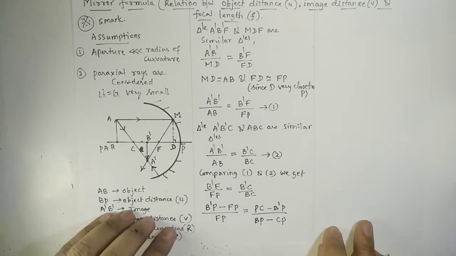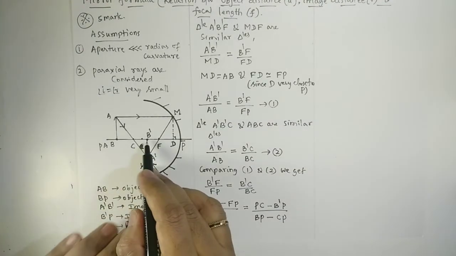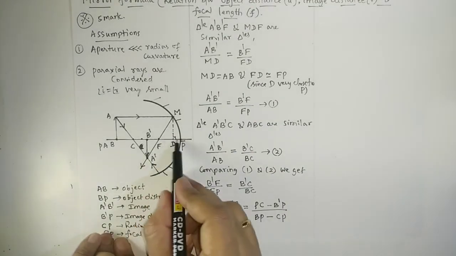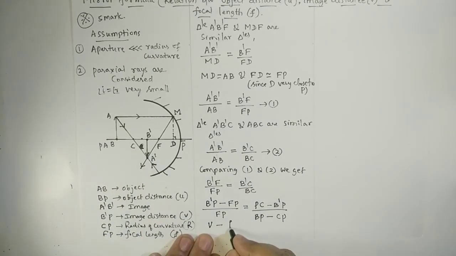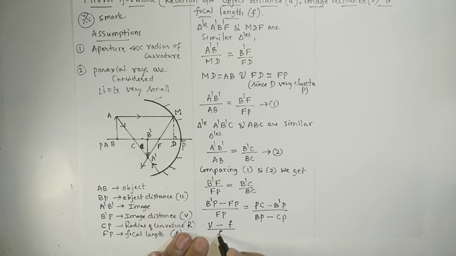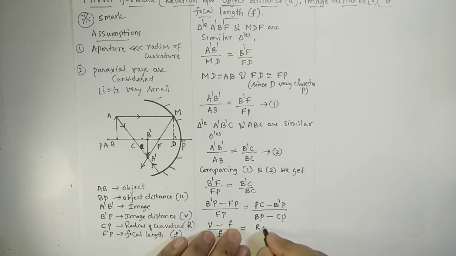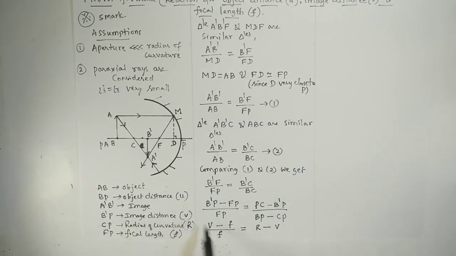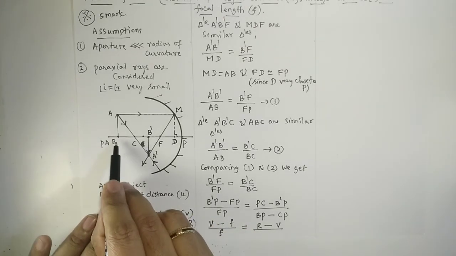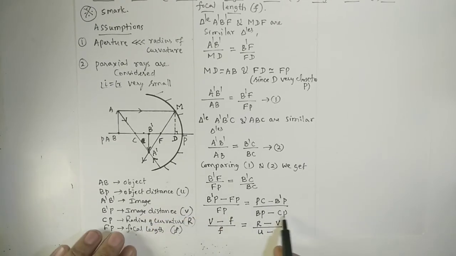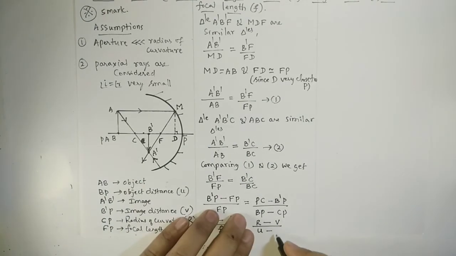Now, on rewriting these values, you can see here B'P is nothing but your image distance v, and FP is nothing but your focal length f. Again, FP is the focal length f, PC is nothing but the radius of curvature, B'P is your image distance, BP is the object distance, and CP or PC is nothing but your radius of curvature.